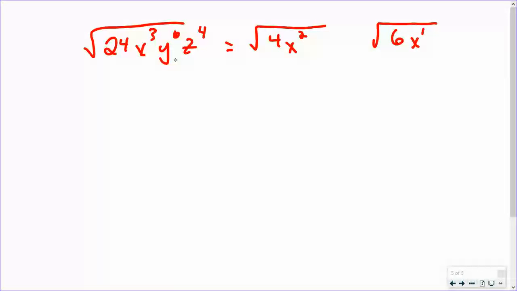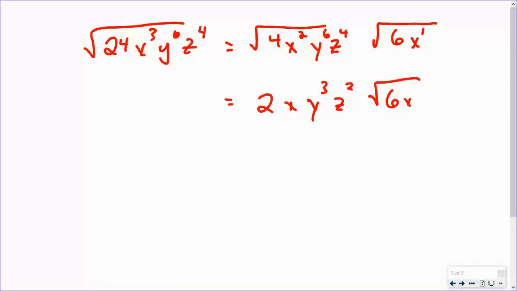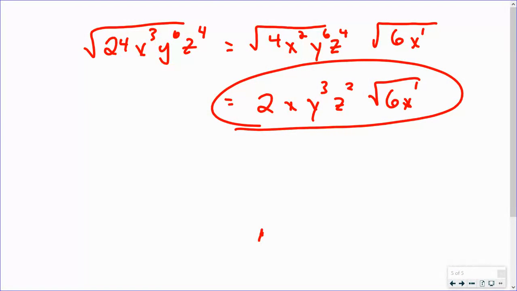X to the 6th, y to the 6th, even. So let's put all of them here. I don't need any y's over here. Z to the 4th, even. Don't need any over here. Figure out my answer. The square root of 4 is 2. Half of 2 is just 1. Half of 6 is 3. Half of 4 is 2. And these are the ugly stepchild. This one just comes along. This is the thing that just doesn't move. It stays right there. So there we go. That one's left all by itself.